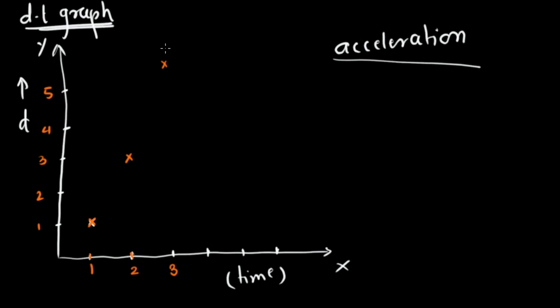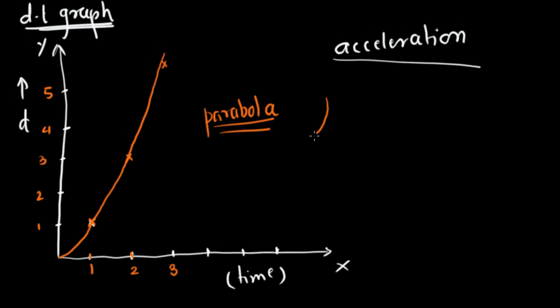If you analyze it and the graph is drawn properly, you will realize that the graph comes out to be a curved line like this, curved upwards. It's more like a parabola. The shape that you see here is called a parabola. So that's accelerated motion, where the DT graph curves upwards.